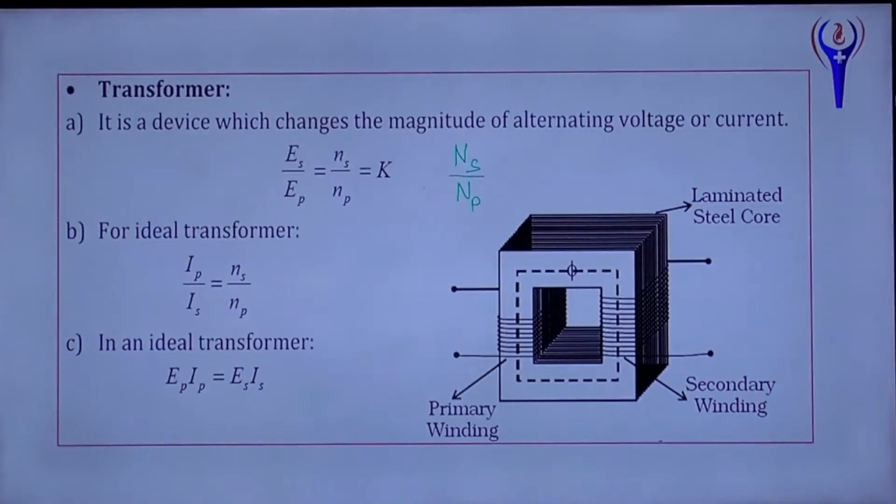In an ideal transformer, EP into IP equal to ES into IS. What is EP? EP is the EMF induced in the primary. IP is the current flowing in the primary. ES is the EMF induced in the secondary. IS is the current flowing in the secondary.